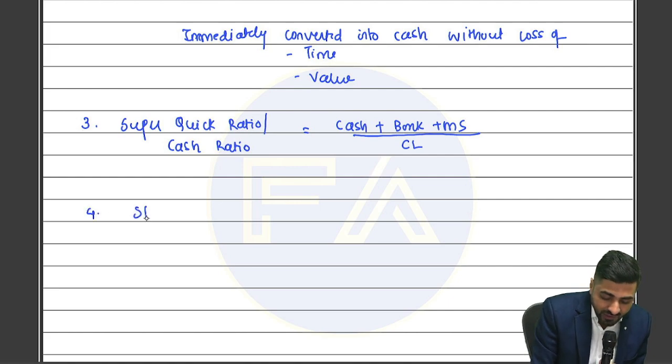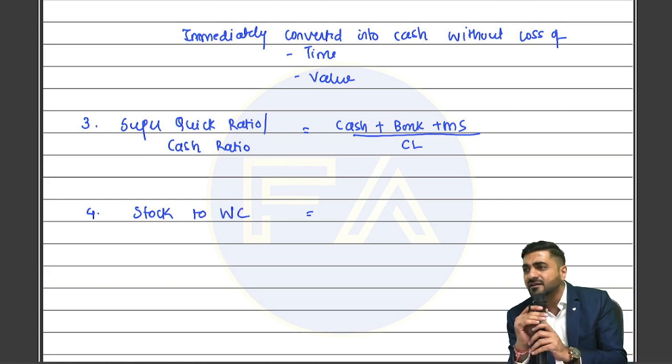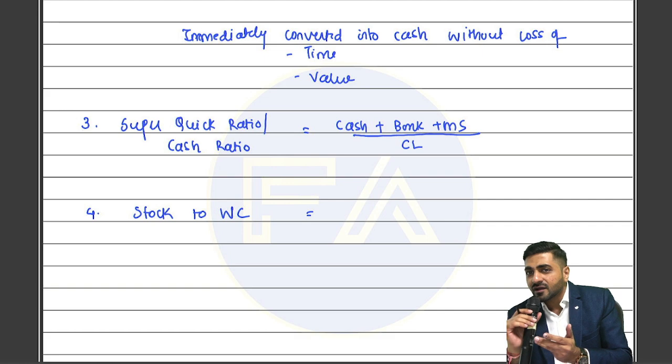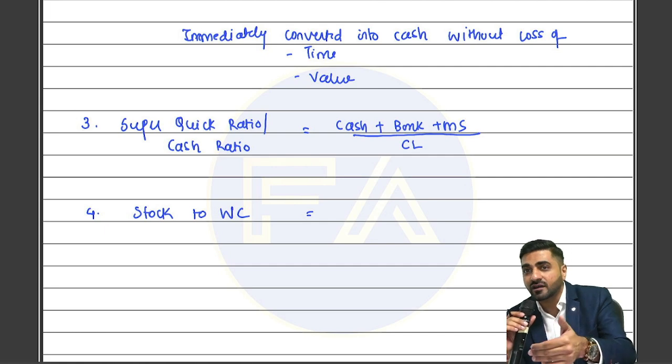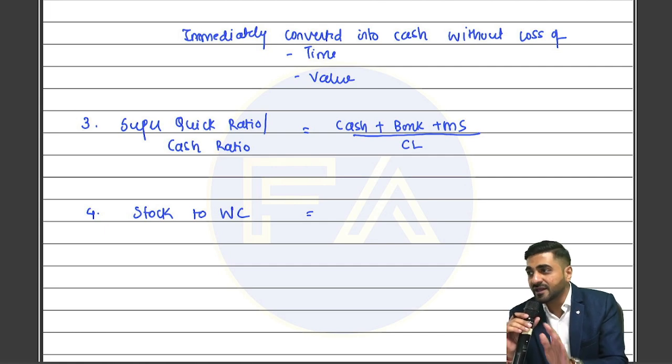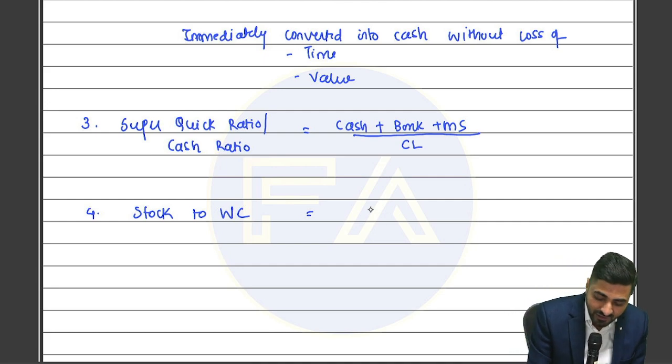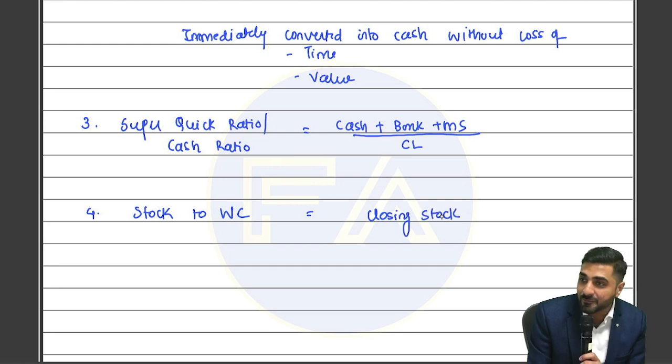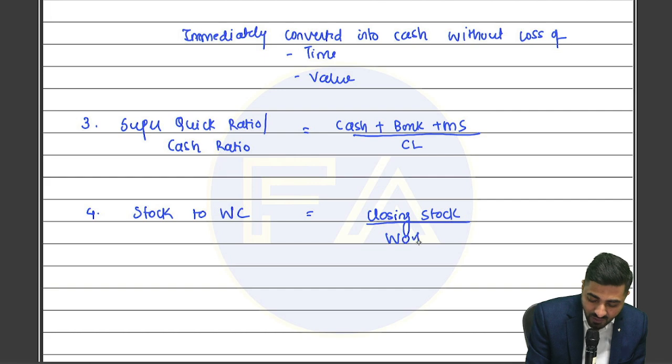Then we have something called your stock to working capital ratio. Can you all please tell me what the formula for this is going to be? See, very easy. Some types of ratios come which you have not encountered earlier, but they are very easy to understand. In the numerator, can I say there will be closing stock? Because it's stock to working capital, right? So that's why it will be closing stock. And we will divide that by working capital. And what is working capital? As you all know, CA minus CL.